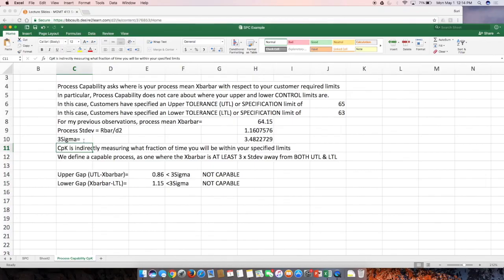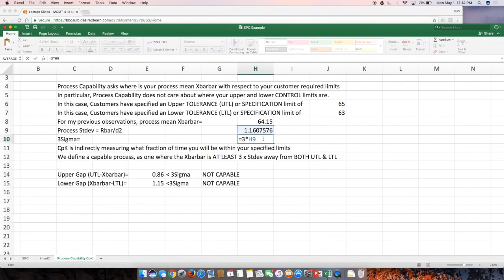Sorry? 3 times standard deviation. Okay? Everybody with me? So, everybody see why this is not capable? Because you do not have a 3 sigma cushion. You do not have 3 standard deviations cushion, which means what?